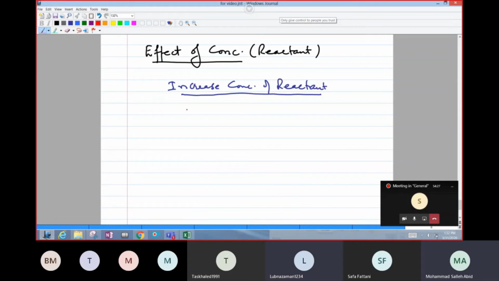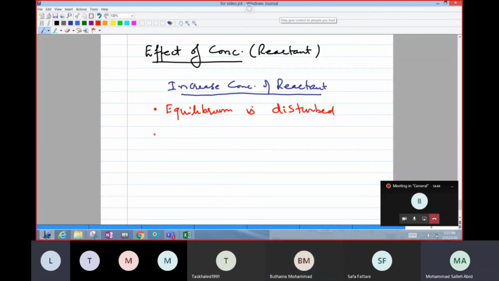So when the concentration of reactant is increased, the equilibrium is disturbed. Why is the equilibrium disturbed? Because you've changed the amount. Equilibrium is disturbed because at equilibrium the concentration has to remain constant, and you have changed it.